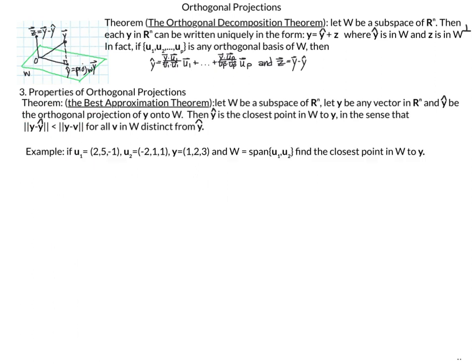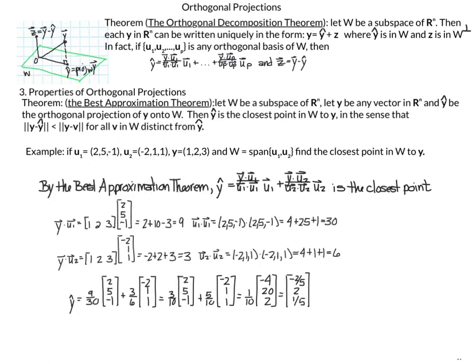Our next example is given vectors u1 equals 2, 5, negative 1, the vector u2 is equal to negative 2, 1, 1, and the vector y is equal to 1, 2, 3, and W is the span of u1 and u2. Find the closest point in W to y. By our best approximation theorem, y hat is equal to y dot u1 over u1 dot u1 times u1 plus y dot u2 over u2 dot u2 times u2, and this is the closest point.